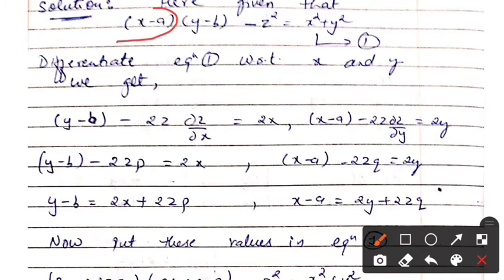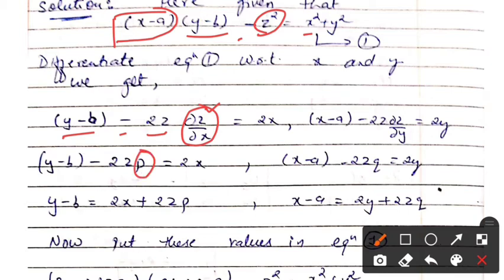When I differentiate with respect to x, this y minus b will be constant, and differentiation of x is 1 and a is 0. This minus will remain as it is. Differentiation of z square is 2z, but z is a function of x and y, so I have to differentiate z again. So I get del z by del x. And on the right hand side, differentiation of x square will be 2x and y square will be 0. Now let me simplify this term. This del z by del x can be written as p.